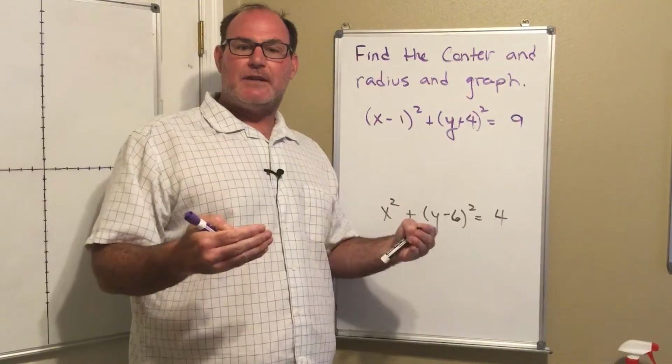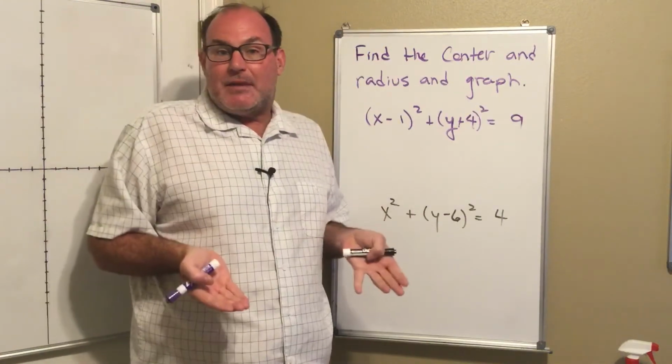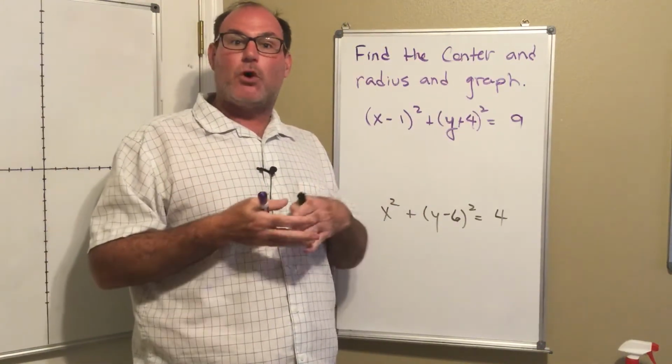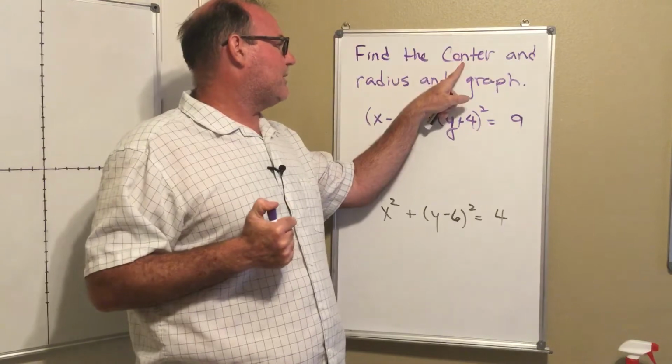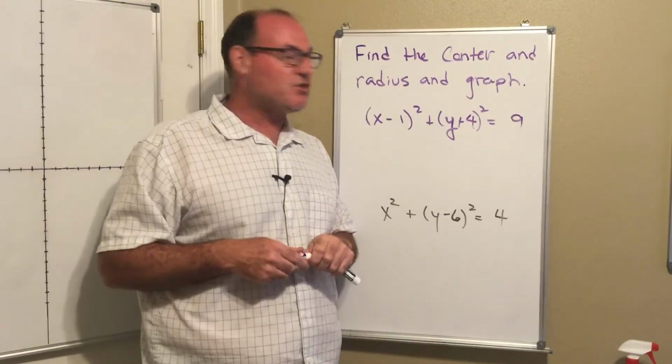So the last video, we were given the center and the radius and found the equation. Now we're going to be given an equation in center radius form. We are going to first find what the center is, what the radius is, then we're going to go ahead and graph the equation. So here goes.